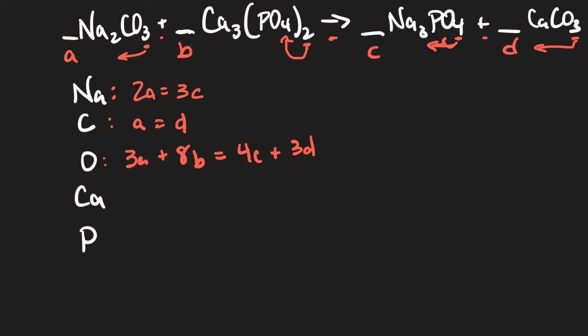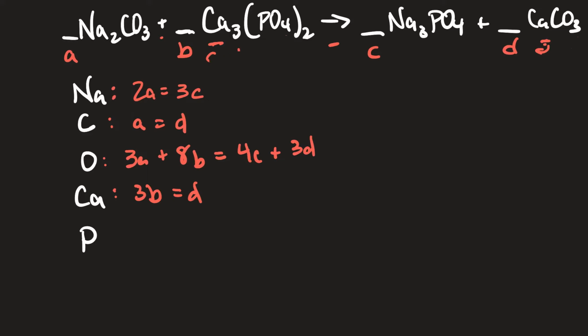All right, then we have to look at calcium. We notice that calcium is only in 2 spots in this whole entire thing. And as I'm trying to erase all this, okay? So calcium, we have here 3B equals, there's an understood 1, so 3B equals D.